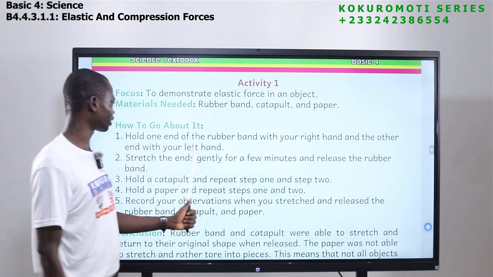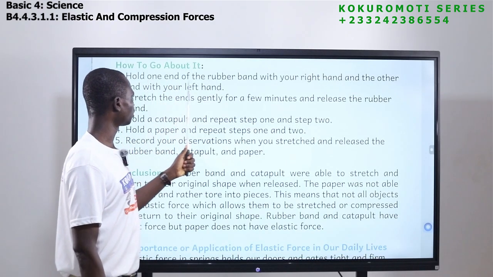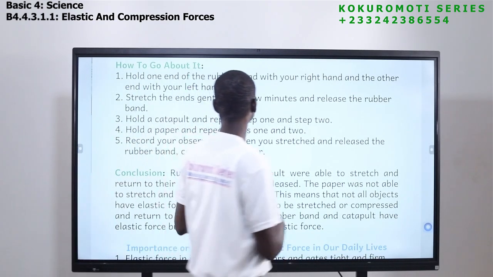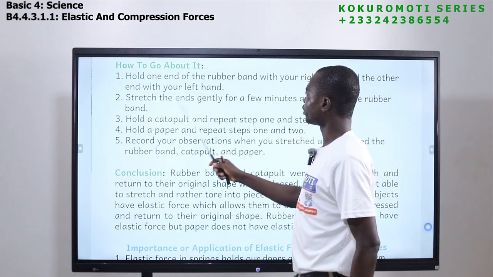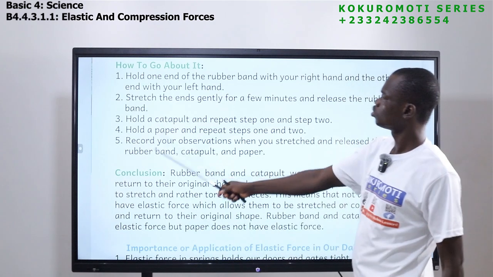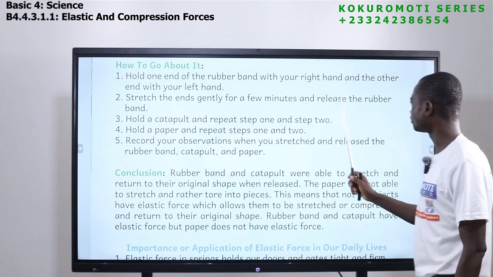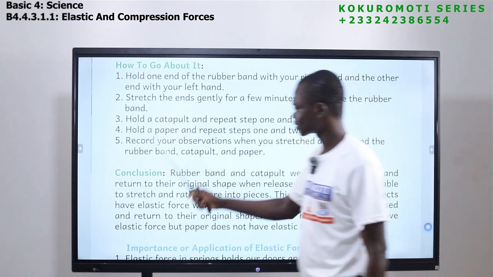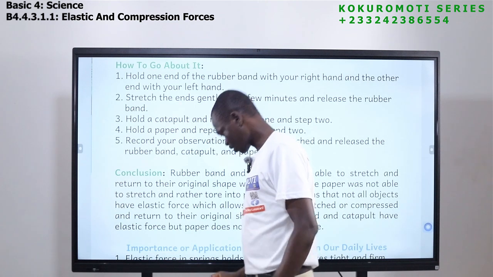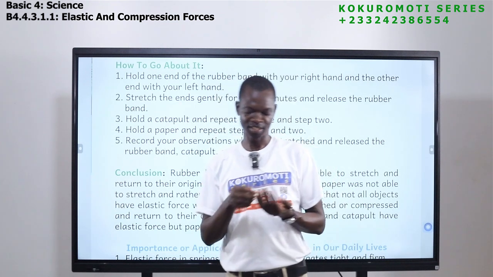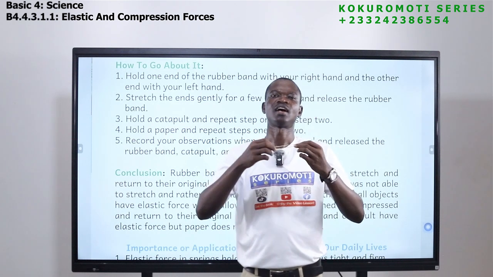Okay, how to go about it? 1. Hold one end of the rubber band with your right hand and the other end with your left hand. 2. Stretch the ends gently for a few minutes and release the rubber band. Okay, so I have a rubber band here. This is my rubber band. The instruction says I should hold both sides and stretch it.